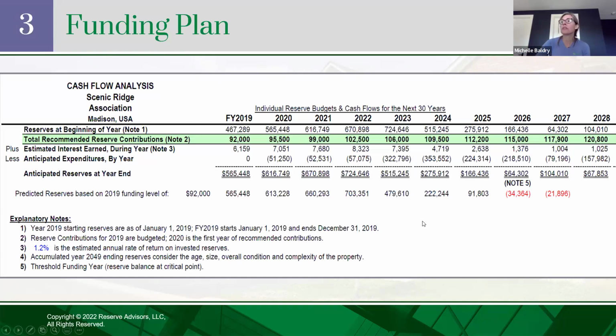So the reserve study is really going to find that critical year. Where are you draining that reserve account? We're going to ensure that you're funded in that year, and then by default, you're funded in all of the other years.